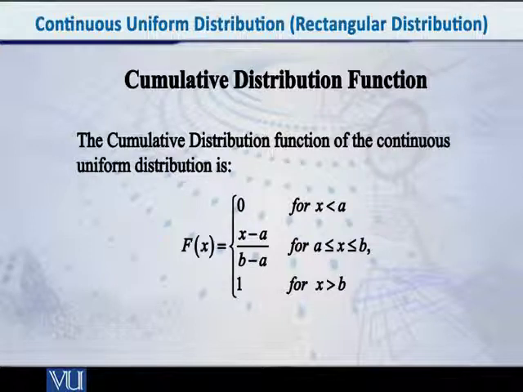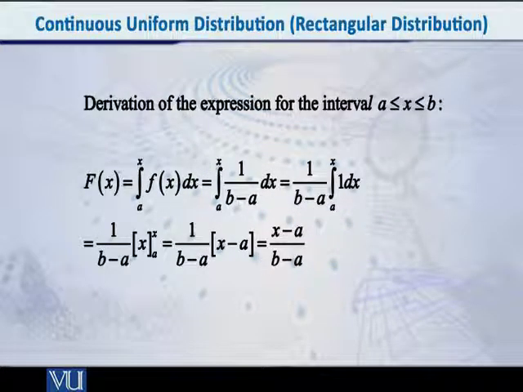If you are having trouble understanding how this expression came about, let us derive it. It is quite simple. As you can see on the screen, we do the simple derivation as follows. Capital F of x is equal to, for any distribution on earth, if it is continuous, what is the formula? It is the integral from minus infinity to x of what? Of small f of x with respect to x.